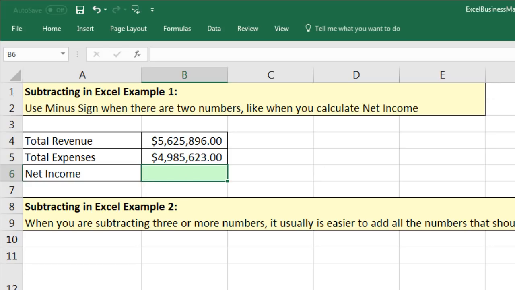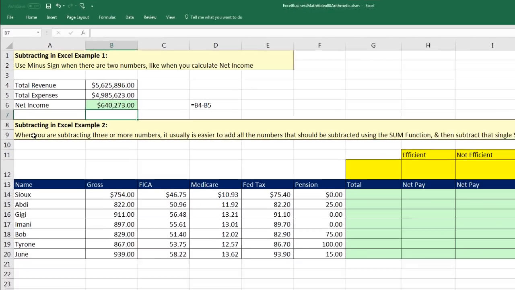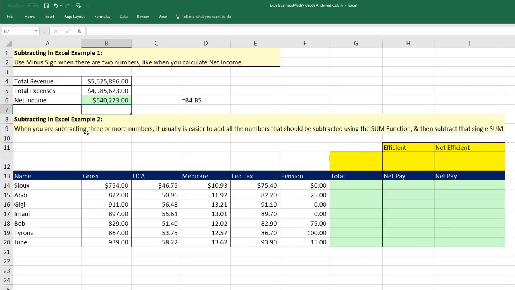So, of course, we type an equal sign, up arrow to get total revenue. And we use the minus sign to subtract, up arrow, the total expenses, and Enter. Here's another example, example number 2. When we're subtracting 3 or more numbers, it's usually easier to add all the numbers that should be subtracted using sum, and then subtract that single sum.